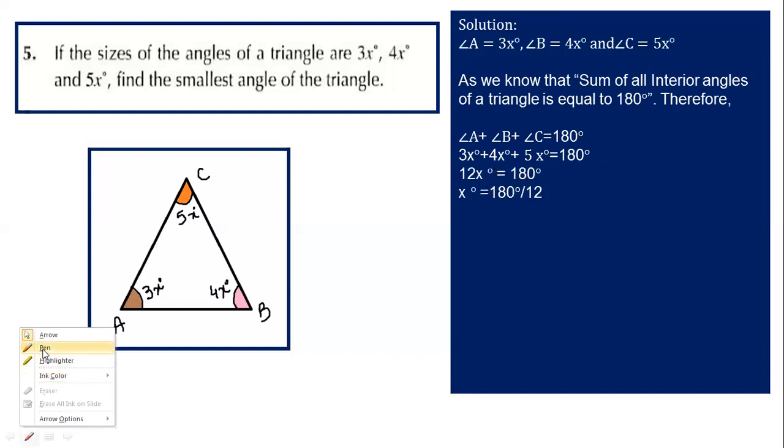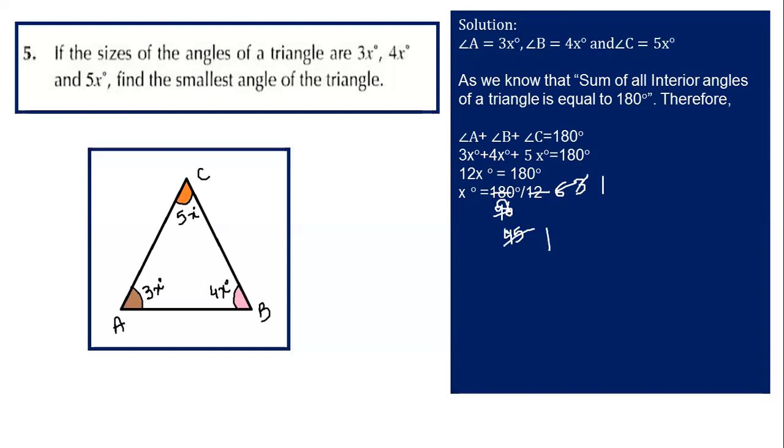Let me change my pen color first. Now if you see, 12x degree is equal to 180 degree, so x degree is equal to 180 degree upon 12. 2 6s are 12, 2 9s are 18, 0 as it is, 2 3s are 6, 2 4s are 8, 2 5s are 10. Next is 3 1s are 3, 1 carried, 3 5s are 15. So you can write, x degree is equal to 15 degree.